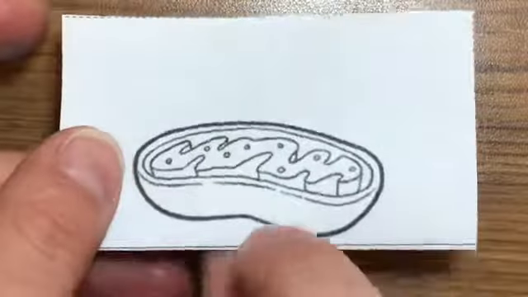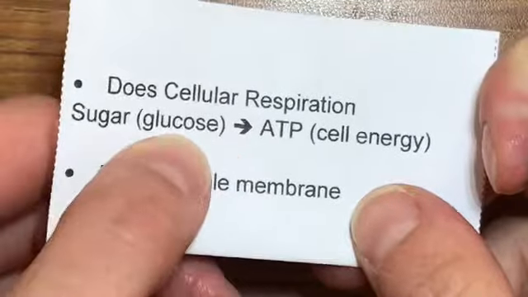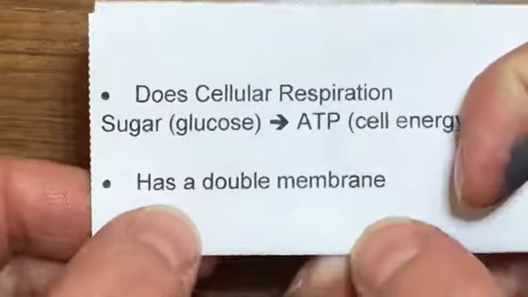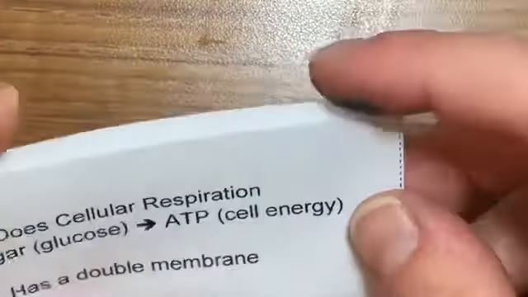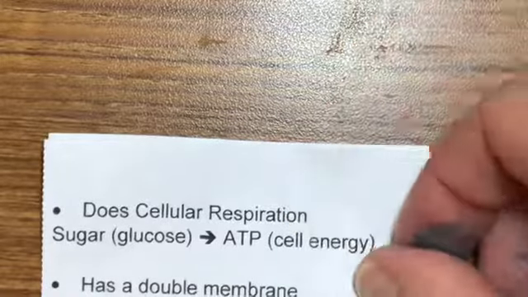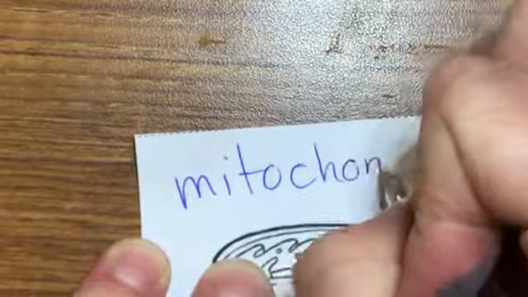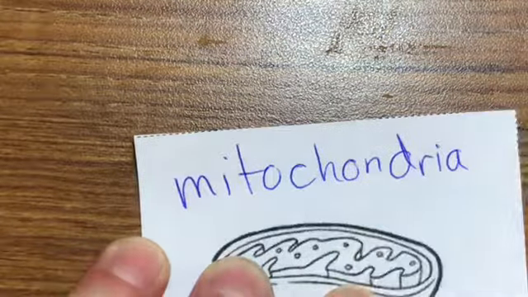Okay, this one right here, that image, it does cellular respiration, which means taking sugar, which is an example of glucose, and turning into ATP, which is cell energy, and it has a double membrane. All right, that is describing, okay, all about making energy for the cell. So energy is the key word. Mitochondria is responsible for energy. All right. Go ahead and glue.